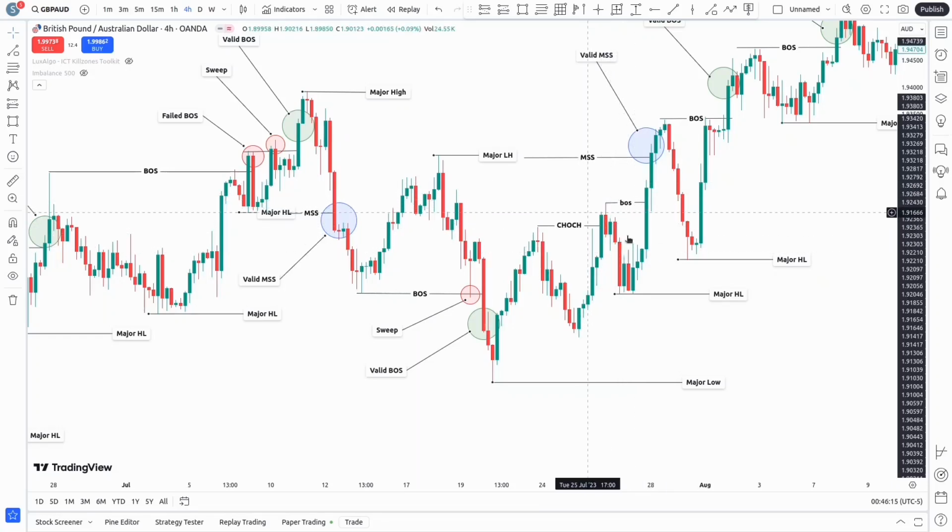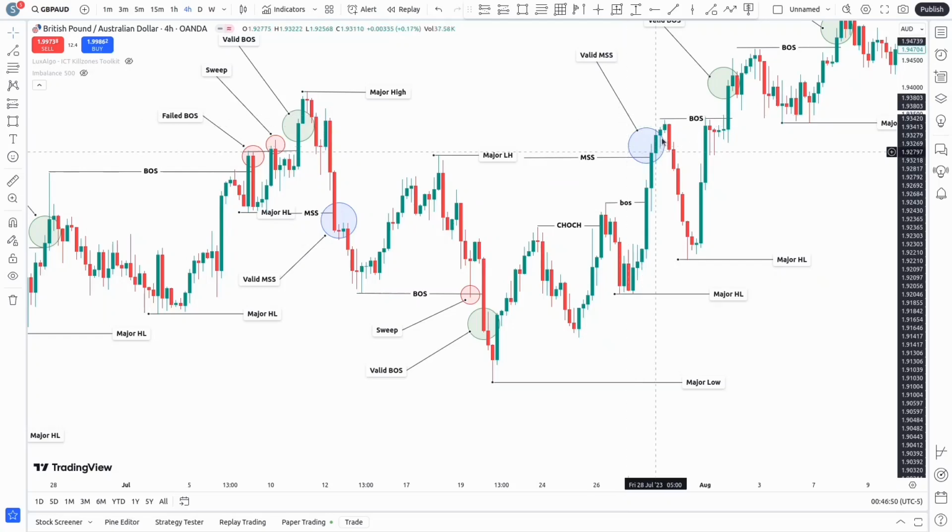A change of character, unlike some market structure shifts: if we see a closure here, a bullish closure or a bearish closure, we can consider that a change of character. Then we'll have to wait for other confirmations before we can enter that trade. We must wait for other confirmations.